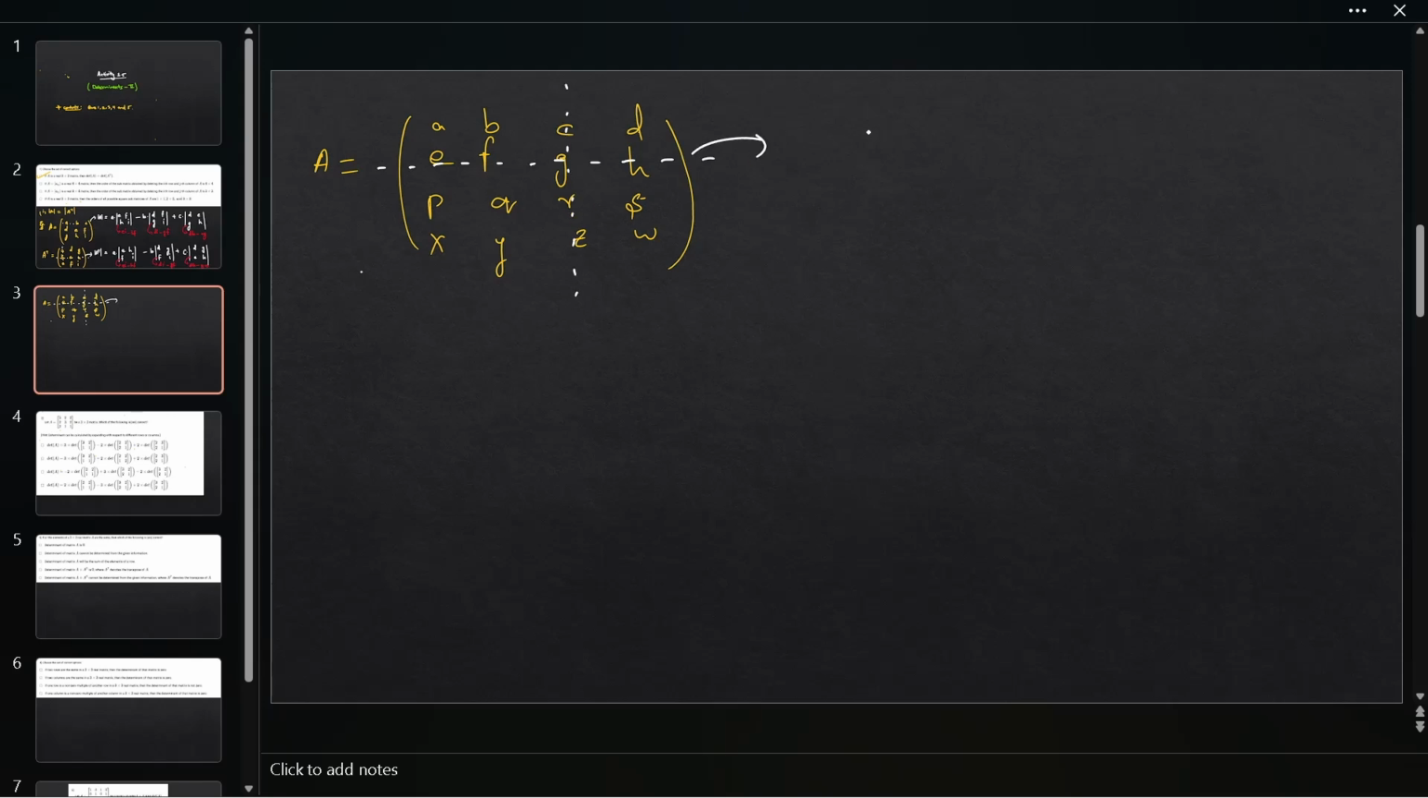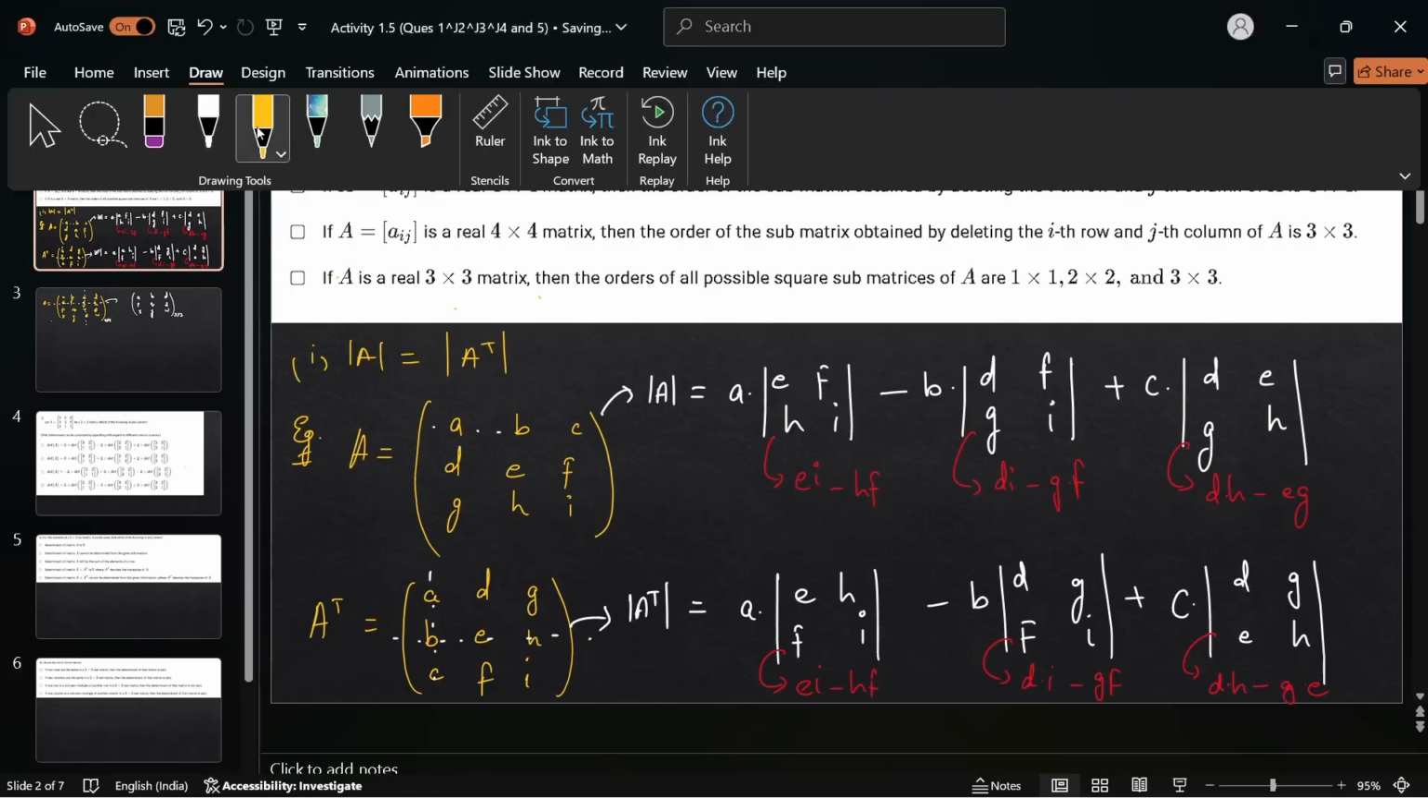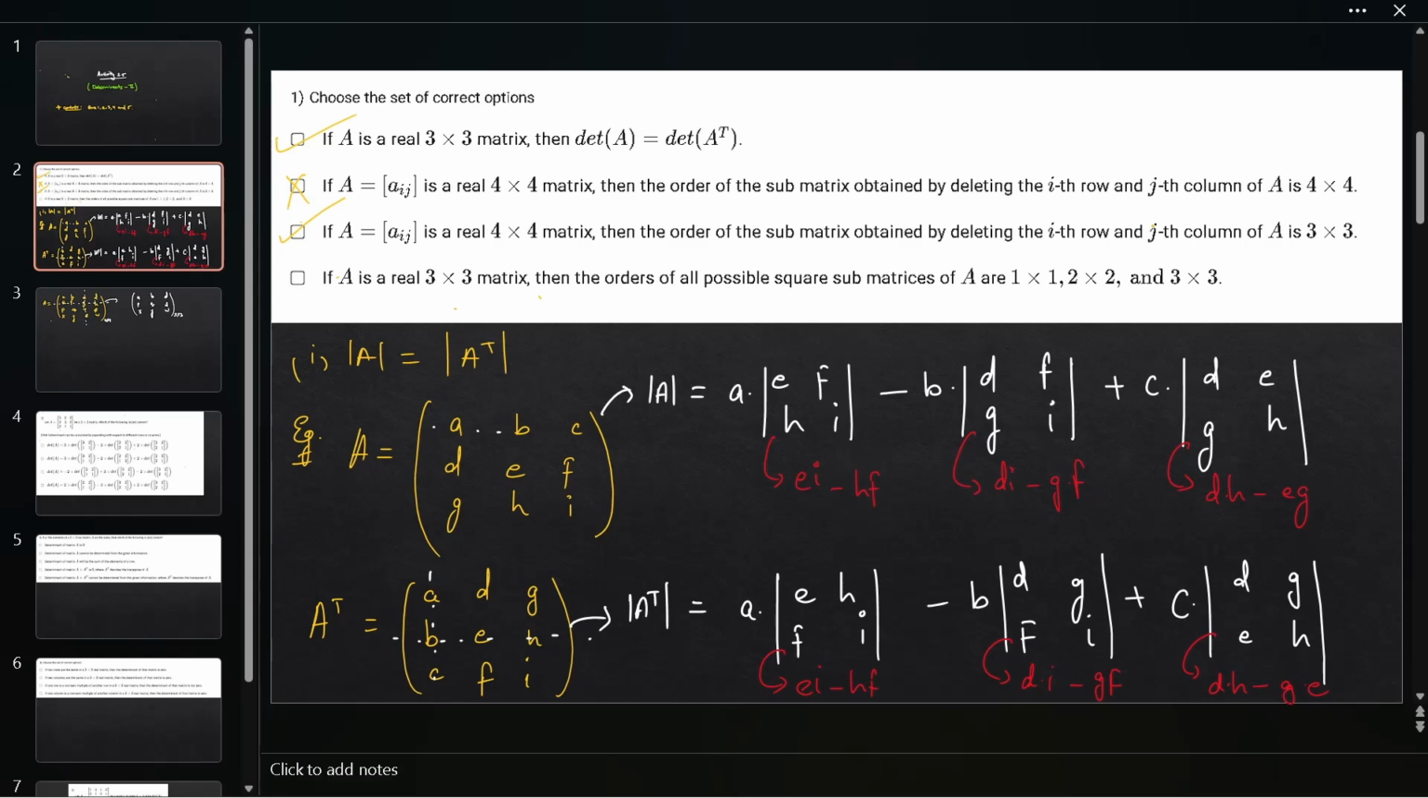If I do this, it results in this particular matrix, which is AB. The third column is deleted, so I get D here. The second row is deleted, so I'm just left with PQS and XYW. Here I can see that if I eliminate one row and one column from a 4 cross 4 matrix, I get a 3 cross 3 matrix. So option 2 is incorrect, whereas option 3 is correct, because option 3 says that by deleting the ith row and the jth column, I will get a 3 cross 3 matrix, not a 4 cross 4 matrix.